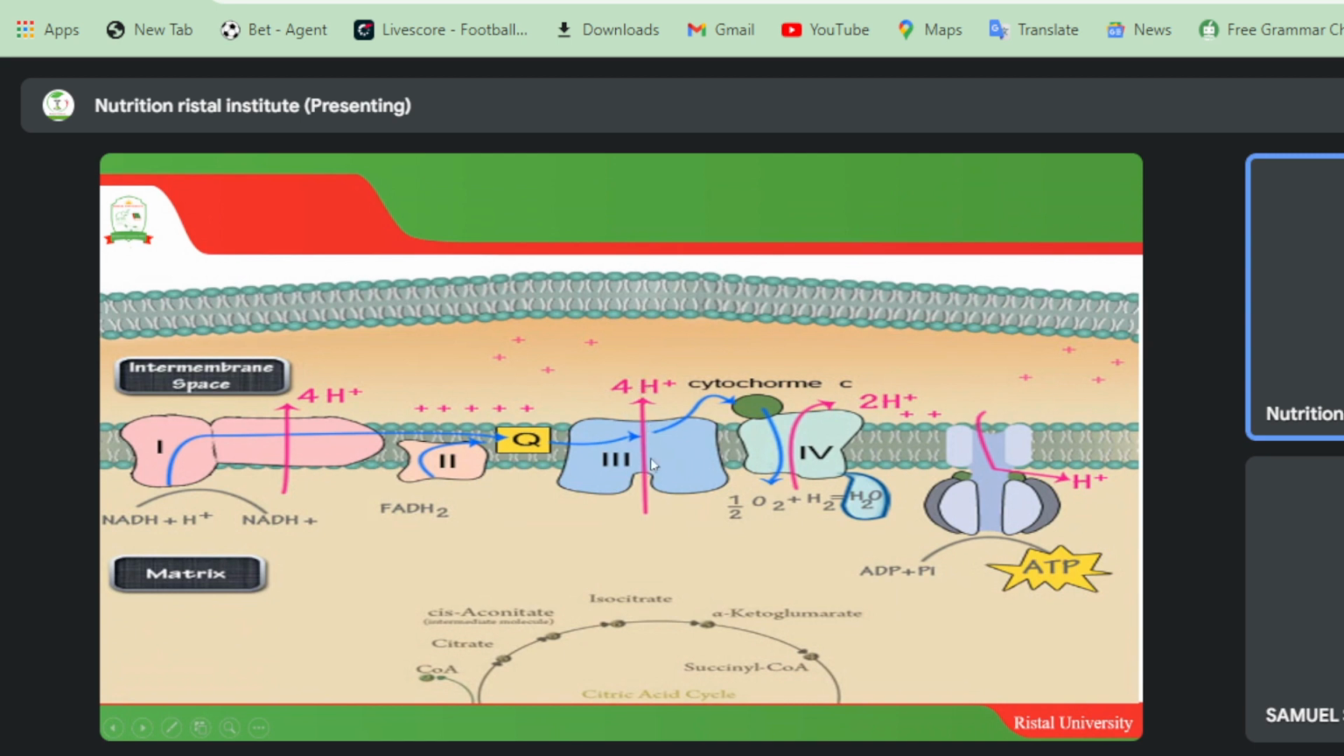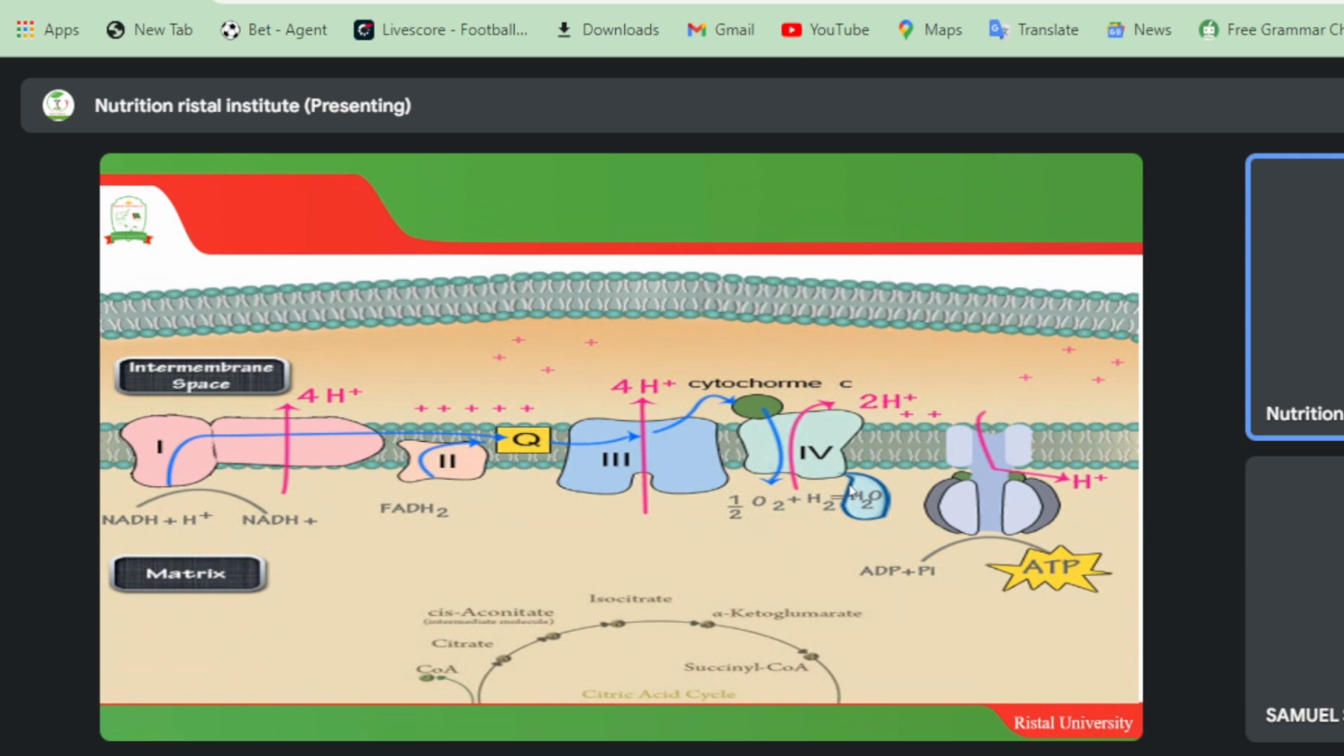You will appreciate this later when we get to know how ATP is being produced in this same process. So these electrons from complex 3 will be passed on and shuttled into cytochrome C, and cytochrome C will shuttle them into the matrix, where these electrons meet oxygen and form water.